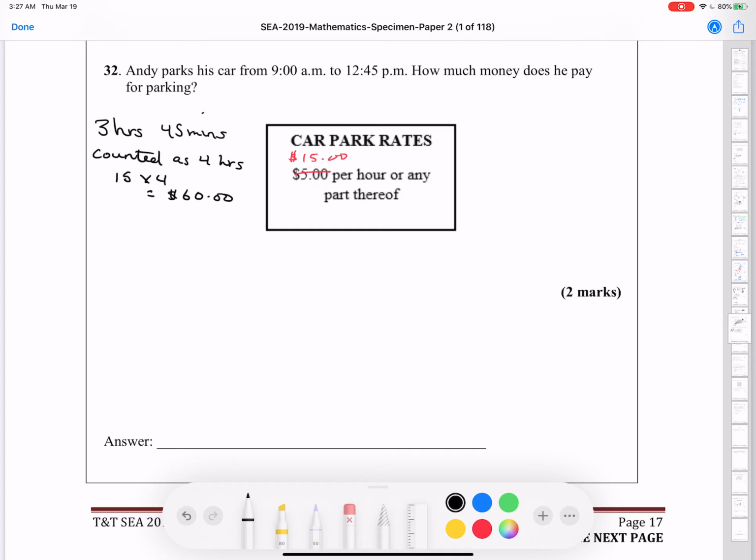So let's see how much time is 9 a.m. to 12:45 p.m. And that p.m. doesn't mean midnight, it means in the afternoon. So 9 to 10, 1 hour. 10 to 11 is 1 hour.